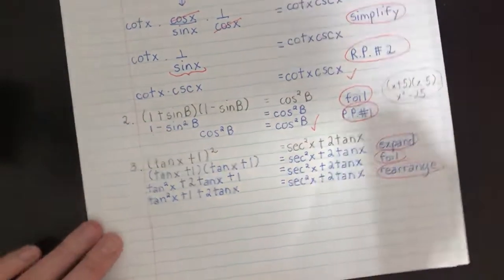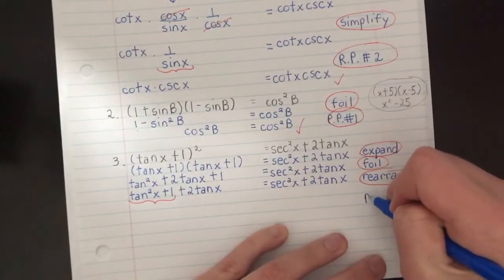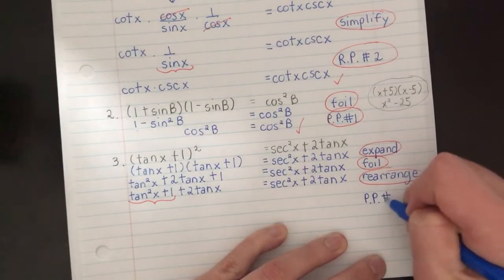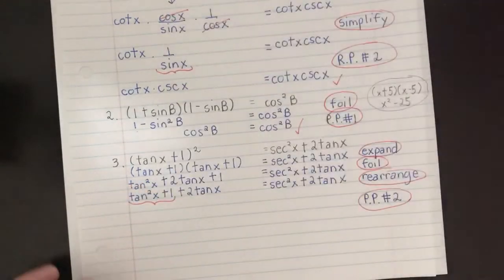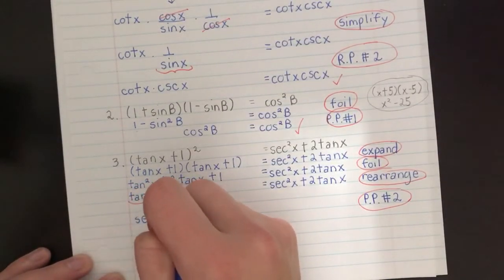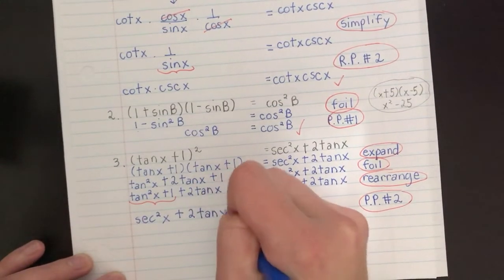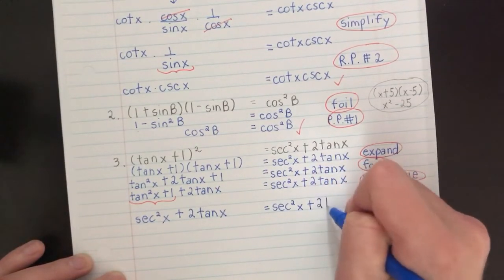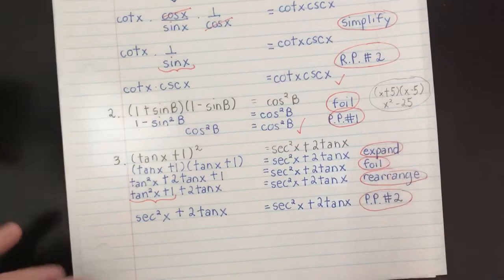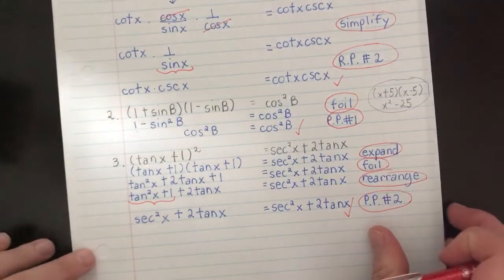So now, hopefully you recognize this as one of your Pythagorean properties. Pythagorean property number 2 states that tan squared x plus 1 is equal to secant squared x. So this would be secant squared x plus 2 tan x. Just dragging that down, equals secant squared x plus 2 tan x. Those pluses and those t's for the tans get kind of messy, don't they?